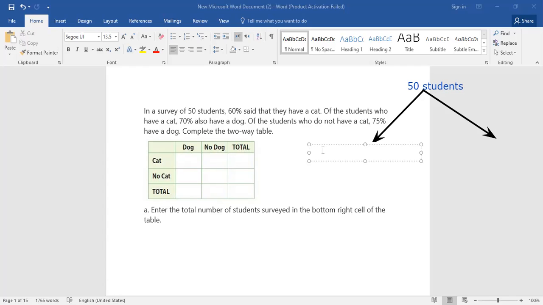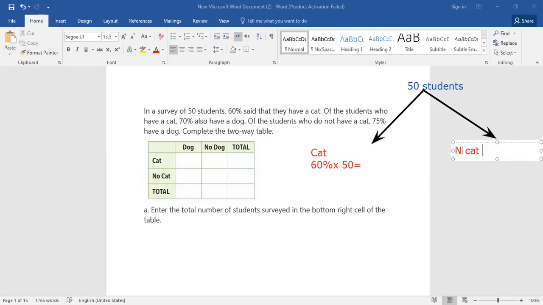Then 60%. So we want now 60% from 50 students. They said that they have what? They have a cat, right? Then I'm going to write at the top that I have two categories now. First, they have cat. Then on the other side directly, I have to write what? No cat.